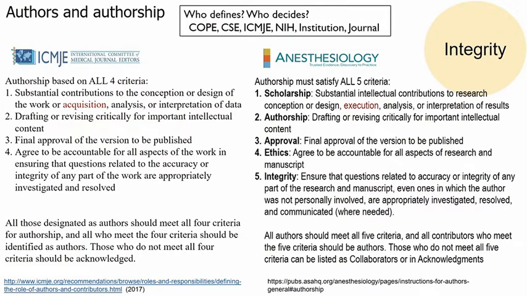The editors of the journal Anesthesiology have a slightly different set of authorship criteria, and I'll point out the major differences. There are 3. First of all, we have 5 criteria instead of 4, because we broke out and separated criterion number 4 of the ICMJE. The second thing is that we title each of our criteria to make them very clear and helpful: scholarship, authorship, approval, ethics, and integrity. The last is a very subtle difference, which has to do with the word execution in the scholarship domain, not acquisition, because those 2 things can be very different.